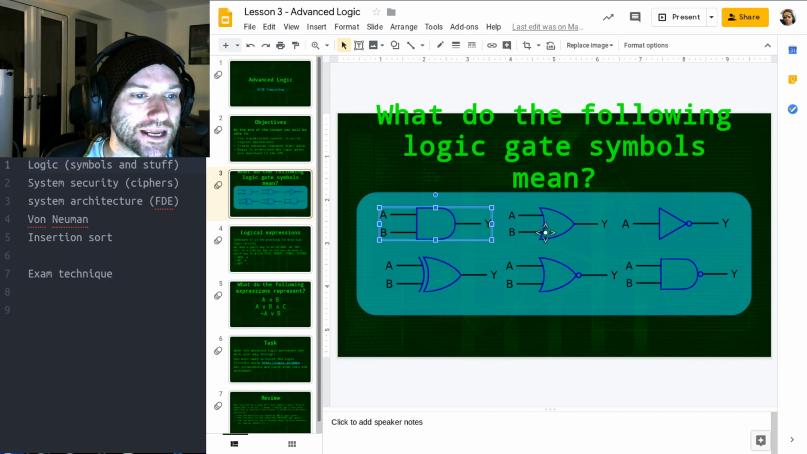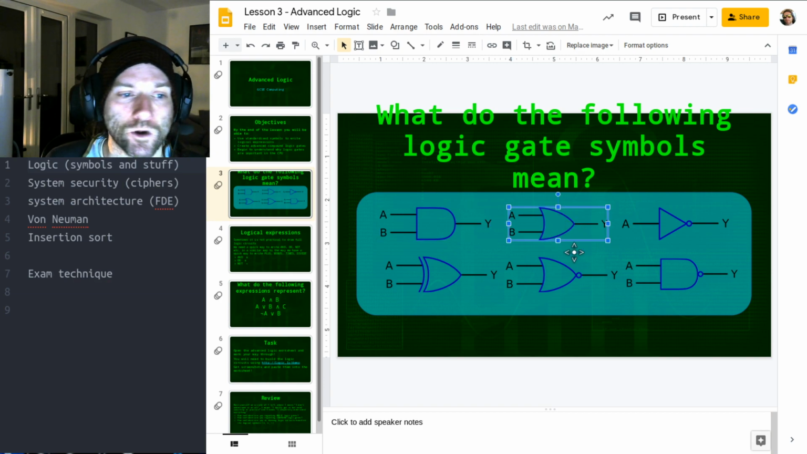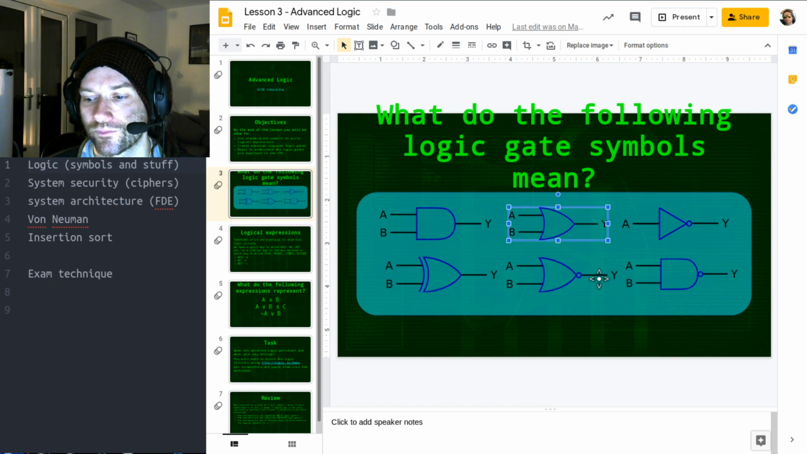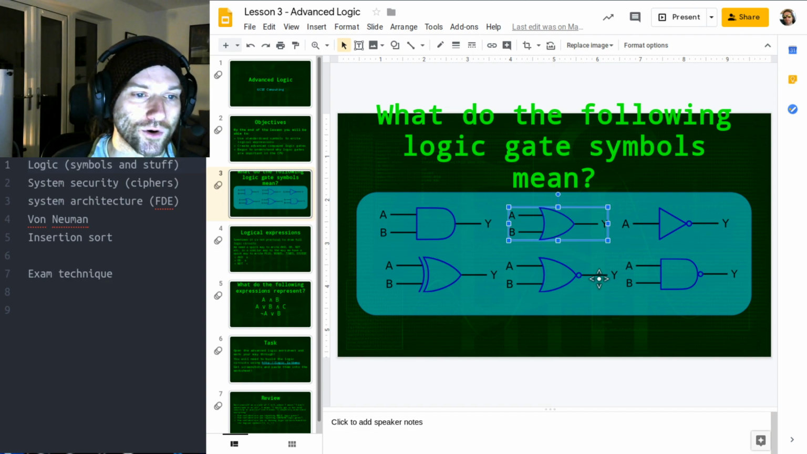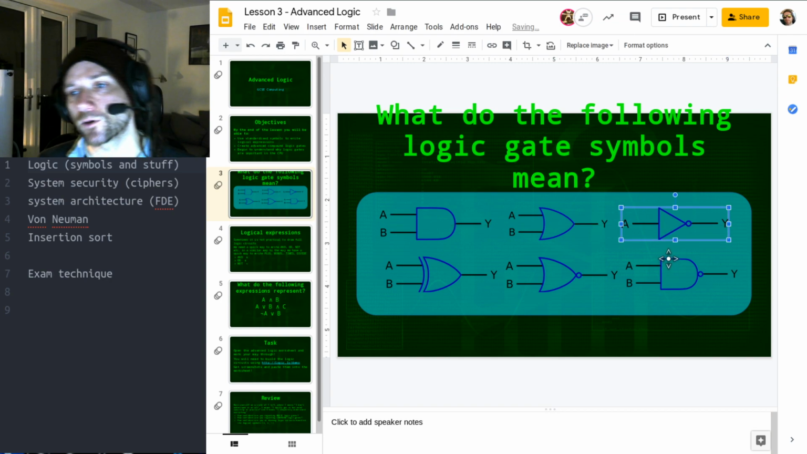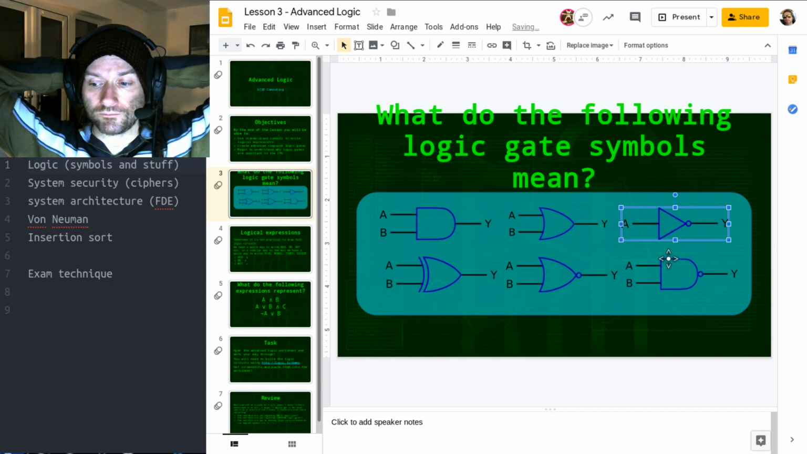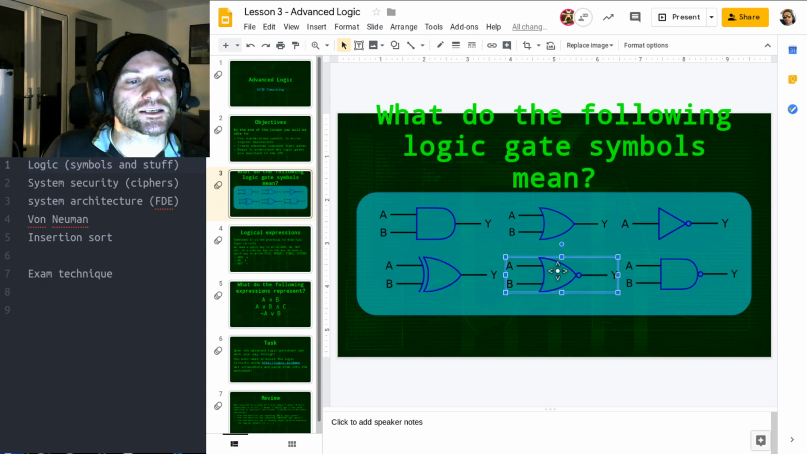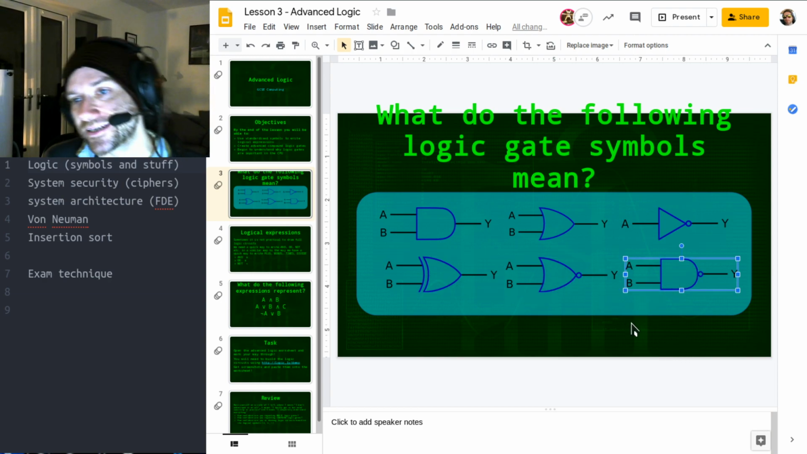What else do we need to know? We also need to know this one right here. What kind of gate is that? It is an OR gate. Excellent. And the final one that you need to know is this one. It is a NOT gate. Okay. You do not need to know the XOR, the NOR, or the NAND gates.